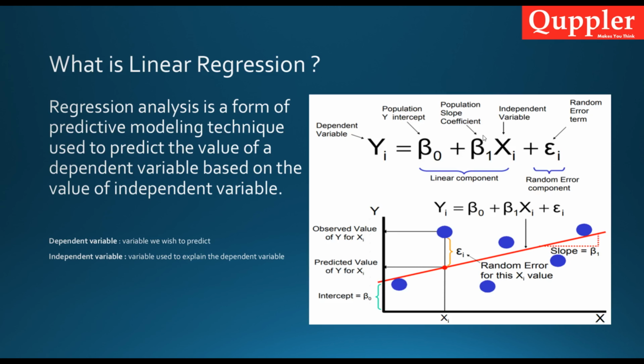Then we have beta 1, which we normally call the coefficient. Then we have x of i, which is called the independent variable, which we draw across the x-axis. Then we have the random error term. In most cases the random error term is 0, but we keep this random error component to analyze how we can derive the accuracy of this particular equation.